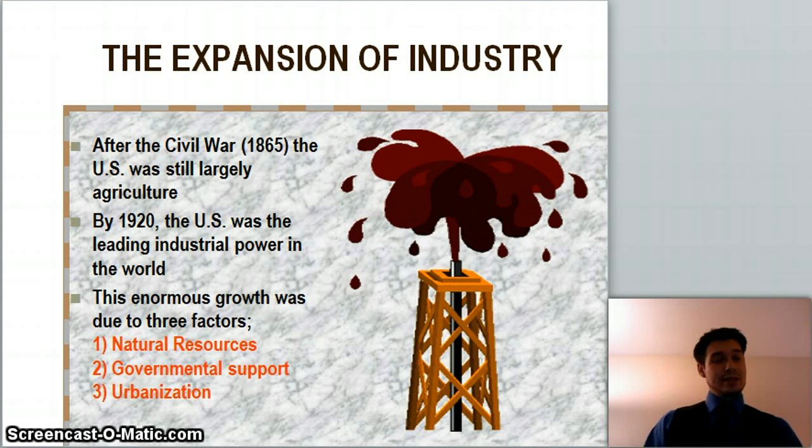After the Civil War in 1865, the U.S. was still largely agricultural. By 1920, the U.S. becomes a leading industrial power in the world, and this is due to three enormous growth factors. One, natural resources. We learn how to harness and get more of those. Two, we have governmental support, and we're going to go over that as well. And of course, three, urbanization.